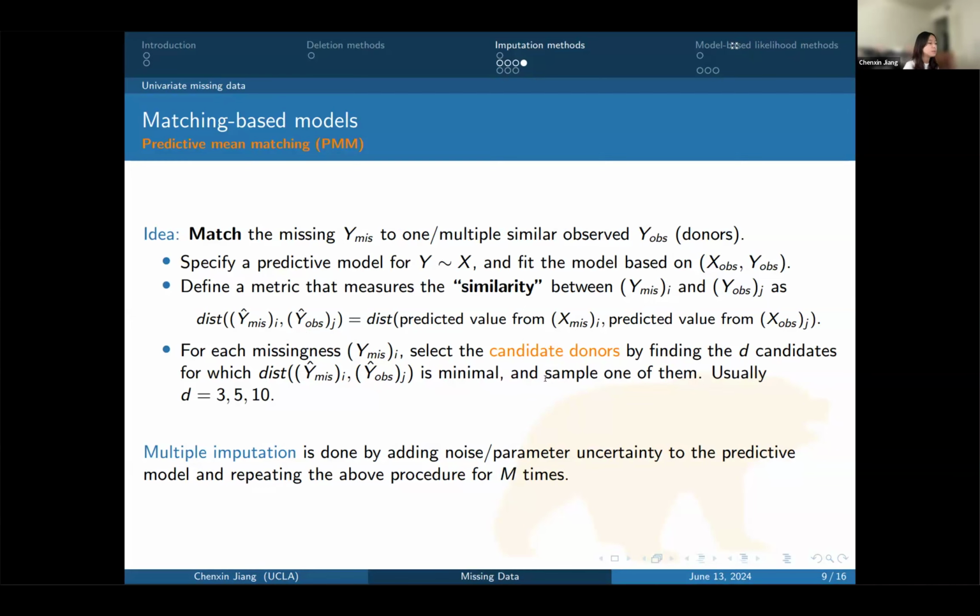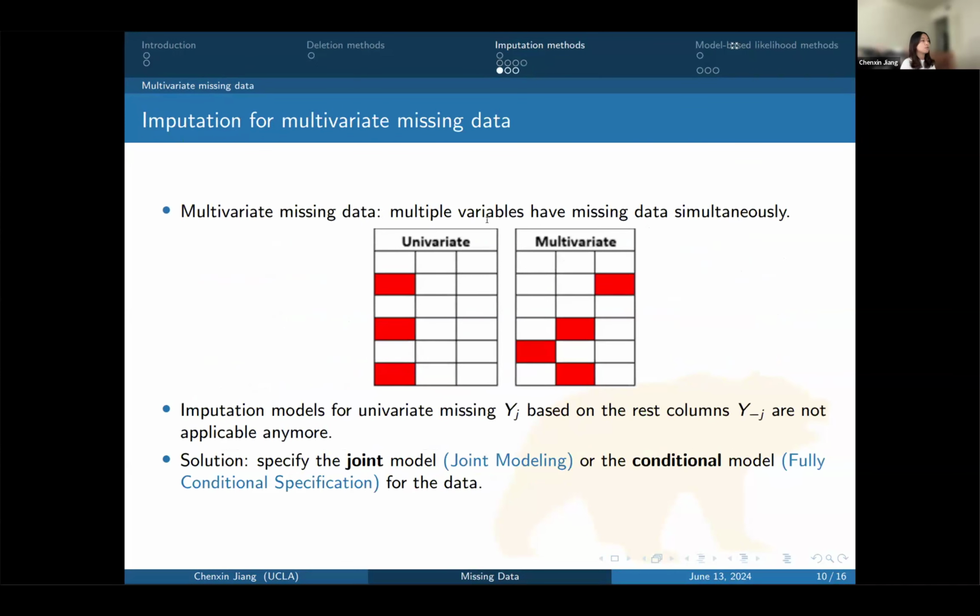But if we want to do multiple imputation, we can follow the same procedure as we mentioned in the regression-based models. We talked about the methods for dealing with univariate missing data, but in practice, we might face multivariate missing data. That means multiple variables have missing data simultaneously, as the right graph illustrates. So here we introduce two methods to deal with this problem. They are joint modeling and fully conditional specification.